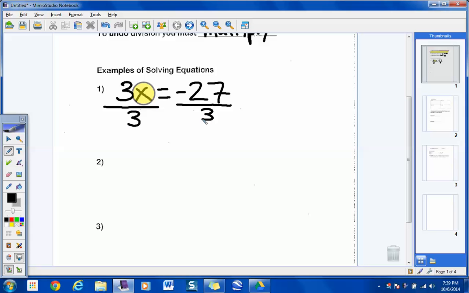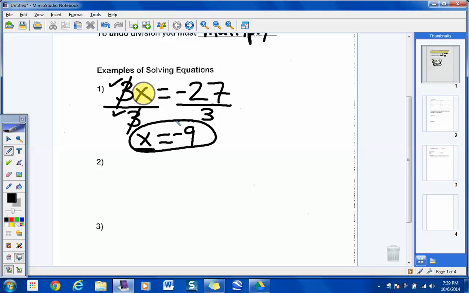Now how does canceling work here? If you look at this, 3 divided by 3 is really 1. So this becomes 1 times x, which I can just express as x by itself. This is 1x. So the 3's under division cancel each other. Then I'm going to say equals, on the right side, whatever negative 27 divided by 3 is. We already knew it was negative 9, so there it is. My solution is x equals negative 9.